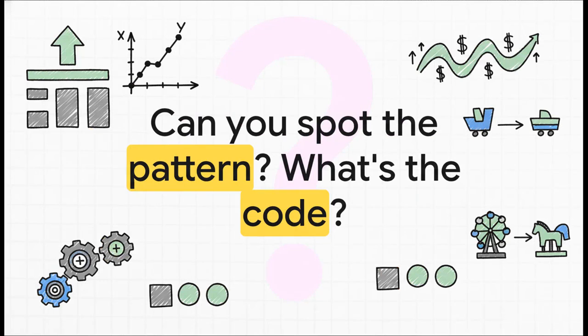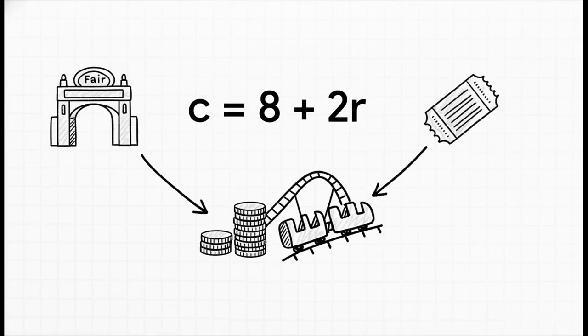Take a second. You can see the cost starts at a certain amount, and then it goes up by the exact same amount for every single ride. And here it is. The code for Corey's day is cost equals 8 plus 2R. That $8 admission fee, that's our constant. It never changes. And the $2 per ride, that's our coefficient. It scales the cost up with every single ride Corey decides to go on.